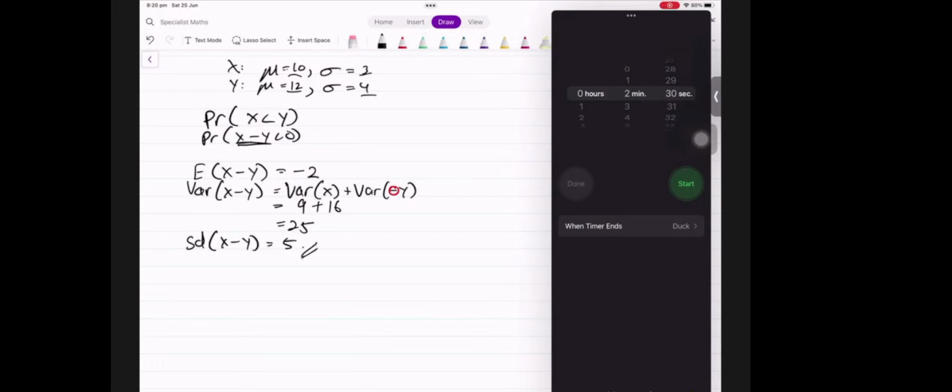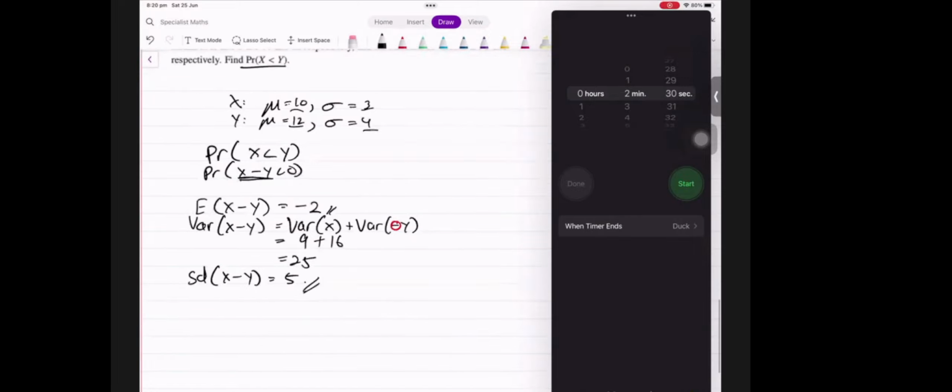Now it's just a matter of putting these two into your CAS and solving for the probability that this has to be less than 0. So I'll quickly chuck that in as well. Okay, here we go. So we're looking at less than 0. So the upper bound is 0, the mean would be -2 and the standard deviation is 5. So 15b9, yep, this is the answer again.